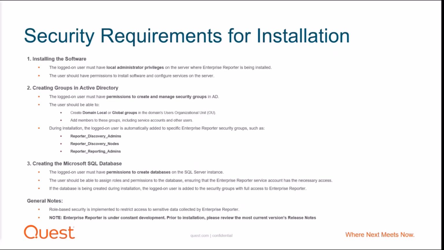Of course, we will create at least 3 groups in Active Directory, typically in the user's container, although if they're being created or staged ahead of time, they can be anywhere within Active Directory. The logged on user must also have permissions to create databases on the SQL Server. Again, you can pre-stage a database and give the user DBO on that database, and they can leverage an existing unstructured database that Enterprise Reporter will then configure.